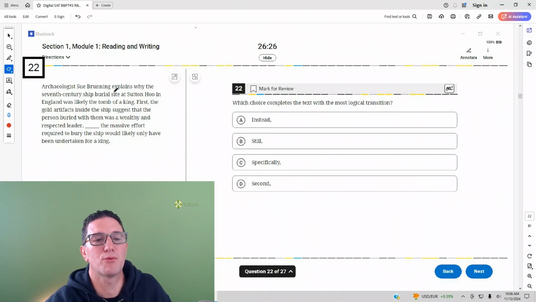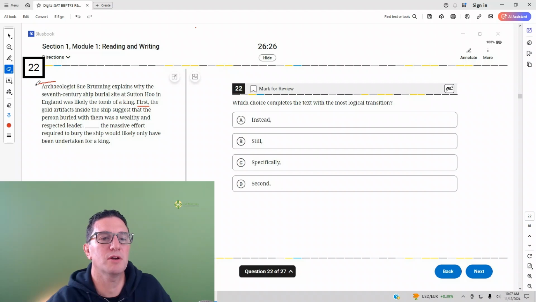Archaeologist Sue Brunning explains why the 7th century ship burial site at Sutton Hoo in England was likely the tomb of a king. First, gold artifacts inside the ship suggest that the person buried with them was a wealthy and respected leader. Blank, the massive effort required to bury the ship would likely only have been undertaken for the king.